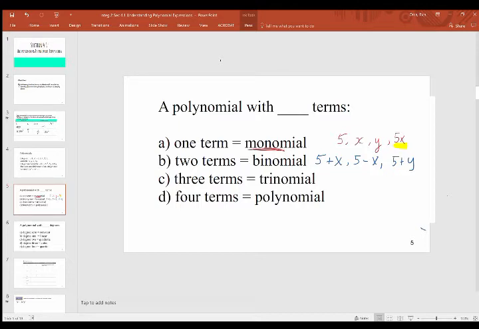Now if we combine 3 monomials together, we have what's called a trinomial. Tri means 3. Some examples of a trinomial would be something like x squared, which is a monomial, plus 5x, which is another monomial, plus 6, another monomial. So notice how we have 3 monomials, which makes this example a trinomial. Now, if a polynomial has 4 or more terms, we have what's called a polynomial.